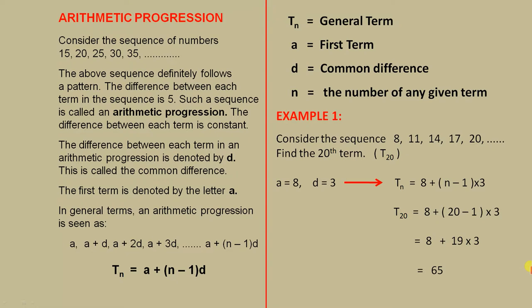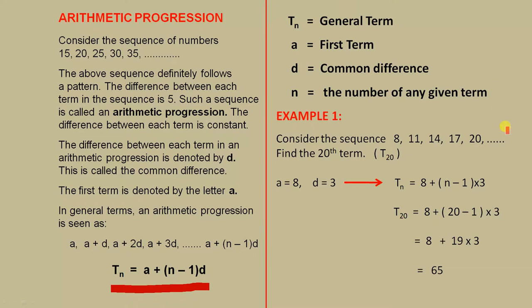The first term is denoted by the letter a. In general terms, an arithmetic progression is seen as a, a plus d, a plus 2d, a plus 3d, and so on, where the nth term is a plus n minus 1 times d. So Tn equals a plus n minus 1 times d, and that's a very important formula for arithmetic progressions. So Tn is the general term, a is the first term, d is the common difference, and n equals the number of any given term.